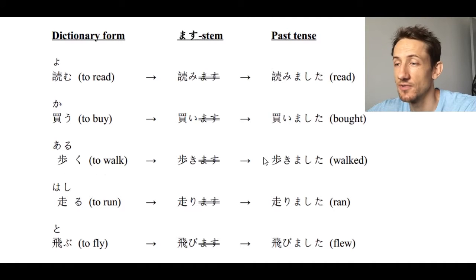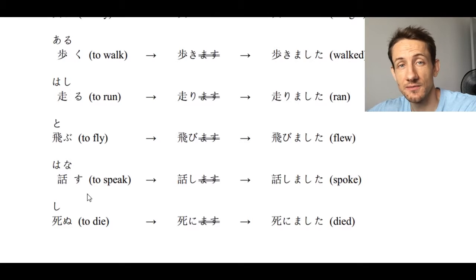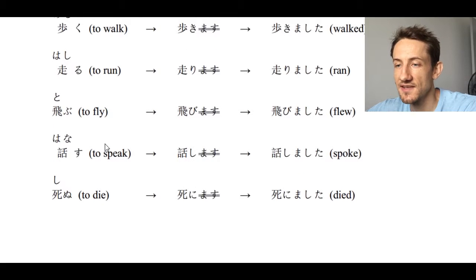So we have aruku becomes arukimashita, hashiru becomes hashirimashita, tobu becomes tobimashita, hanasu becomes hanashimashita, and shinu becomes shinimashita. Died. Okay, so that's it. We take the dictionary form of the verb, isolate the mas stem, and add mashita.